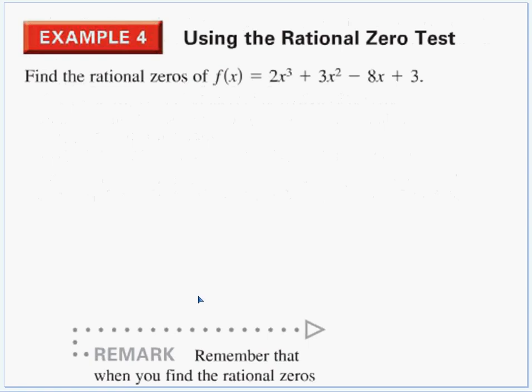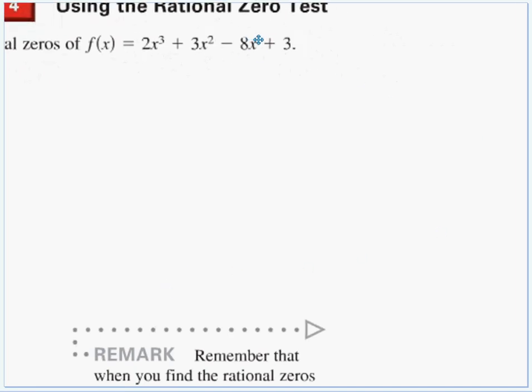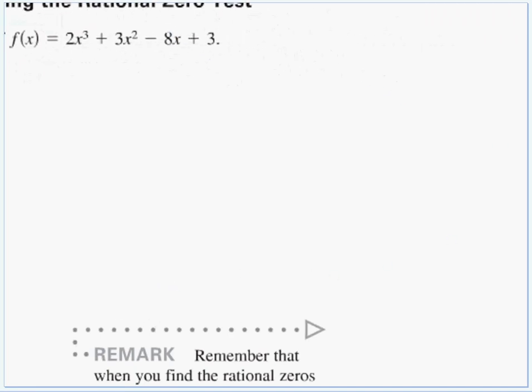So let's see what's going on here in example 4. I think this is the last example for this video. Ooh, and this looks like it could be juicy. Find the rational zeros of this.